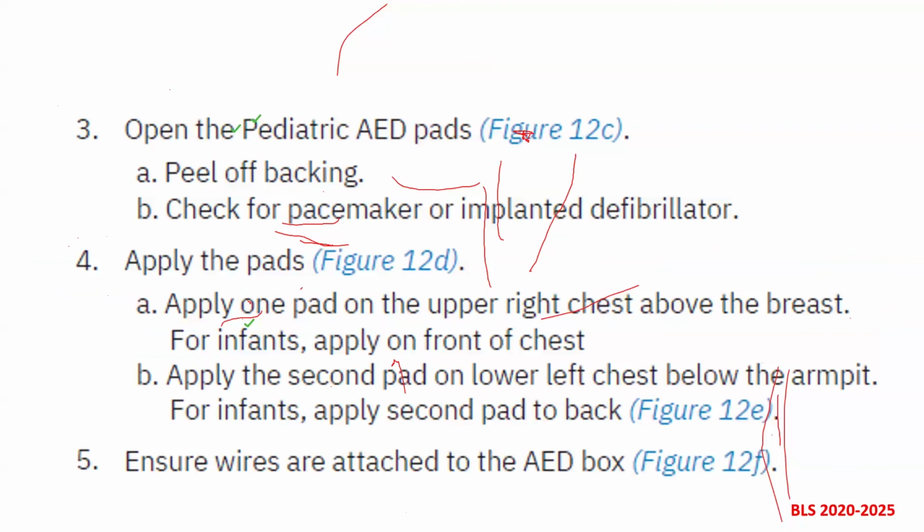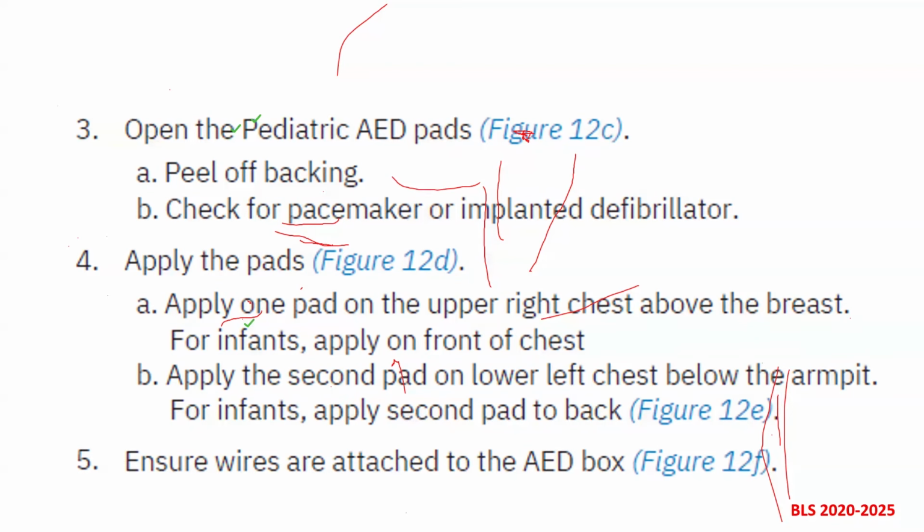Open the pediatric AED pads. Peel off the packing. Check for a pacemaker or implanted defibrillator, and also a VNS, vagal nerve stimulator. Don't put the pads on top of them. That can cause cardiac arrhythmias or other aberrations.